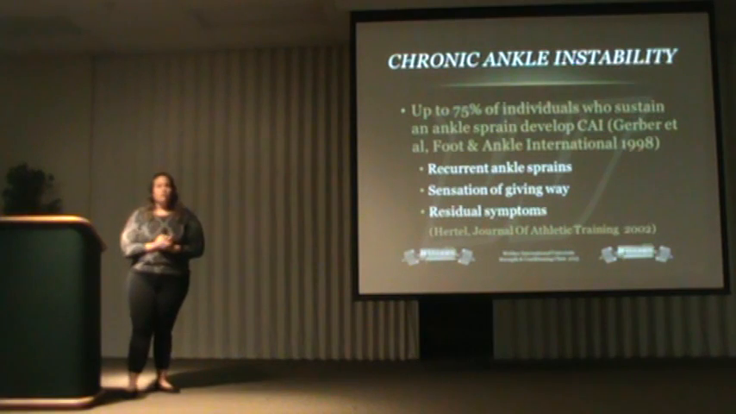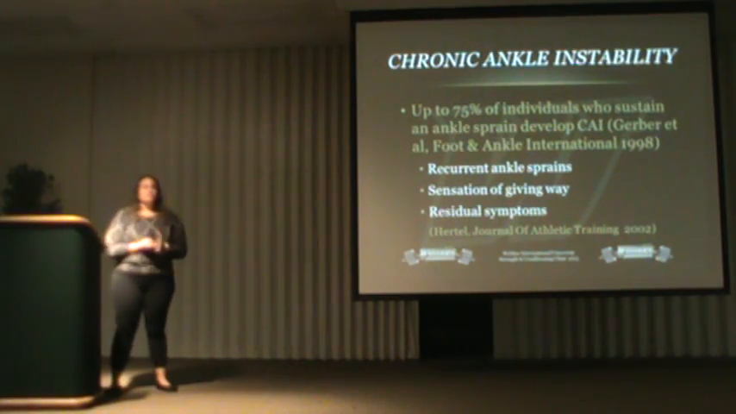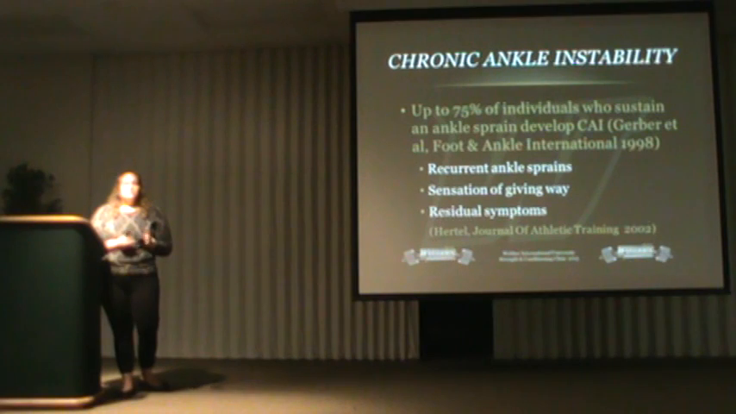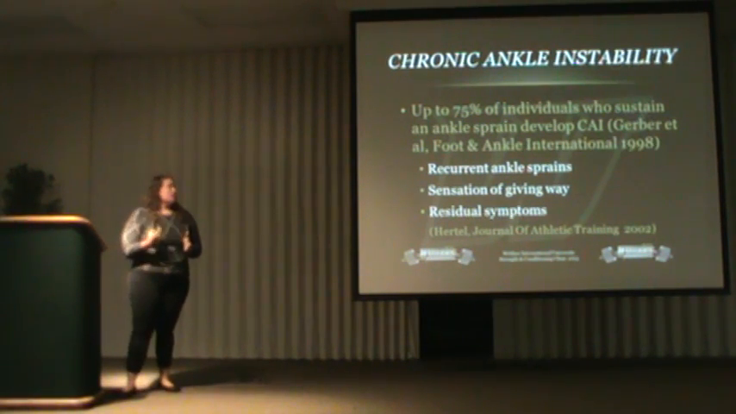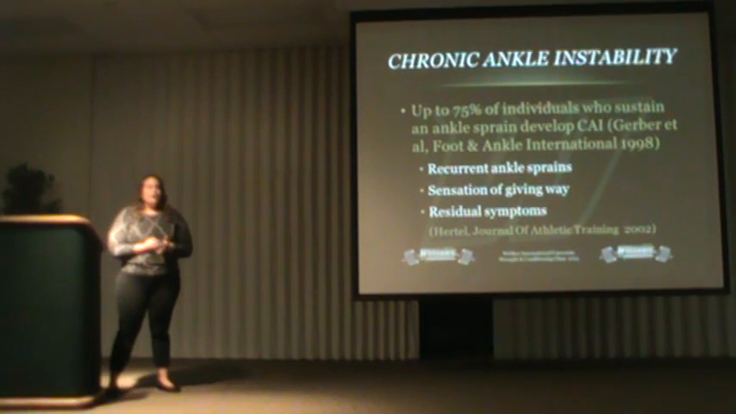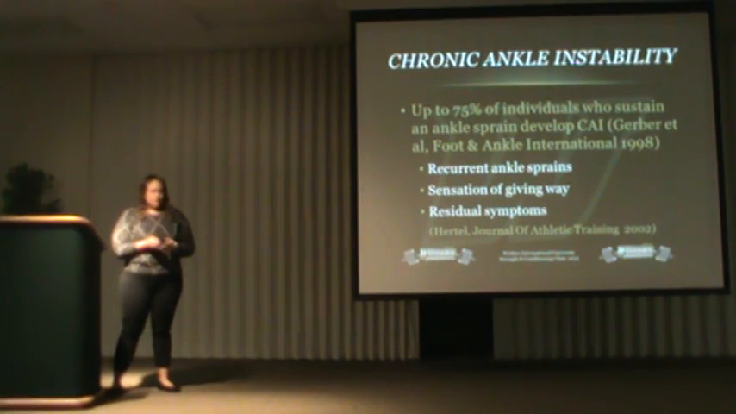What's even more scary about those numbers is up to 75% of the individuals that sustain that initial ankle sprain develop chronic ankle instability. And chronic ankle instability is when someone has an initial ankle sprain and then they continue to get recurrent ankle sprains, as well as having sensations of giving way and residual symptoms such as loss of range of motion and balance deficits.